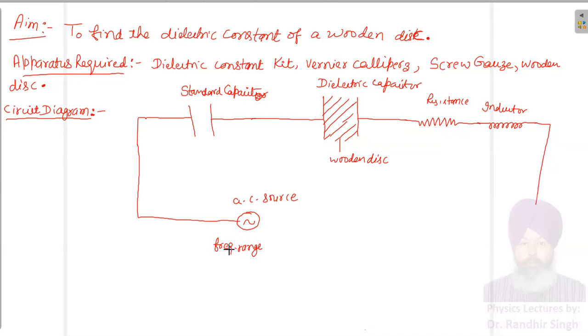So we use a frequency range from 20 to 2000 hertz. We can adjust the frequency of the AC current that is going to pass through this circuit. Please remember, DC current cannot pass through capacitor. So this experiment has to be performed on AC. And the voltage range is of the order of a few millivolts, so that this experiment is safe for us.